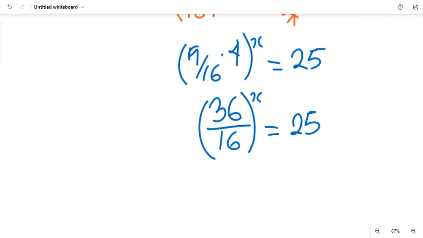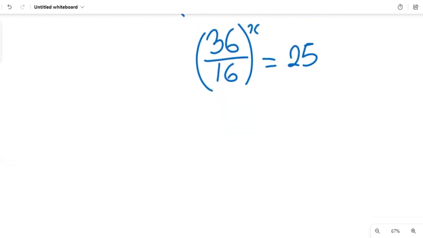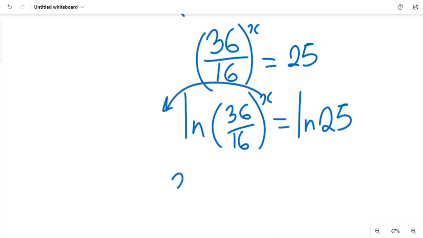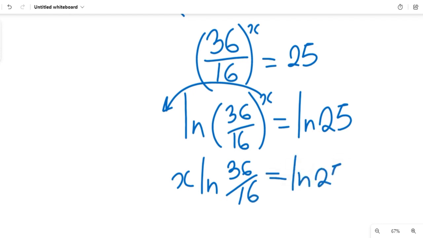So now we can take the natural log of both sides. We'll have the natural log of 36 divided by 16 to the power of x equal to the natural log of 25. So the power comes over here. That will give us x times the natural log of 36 divided by 16 equal to the natural log of 25.